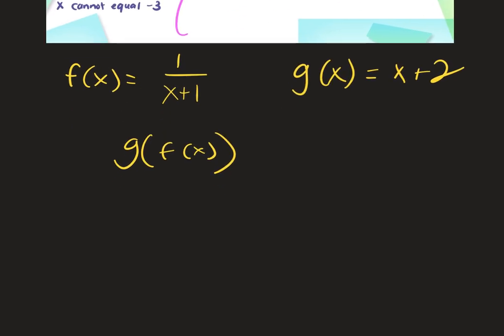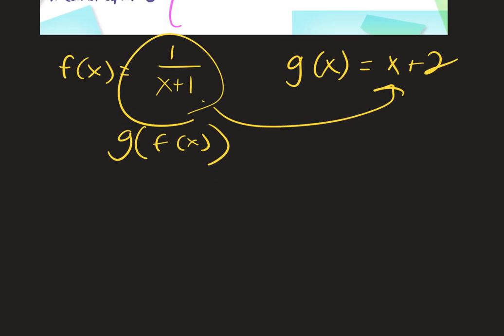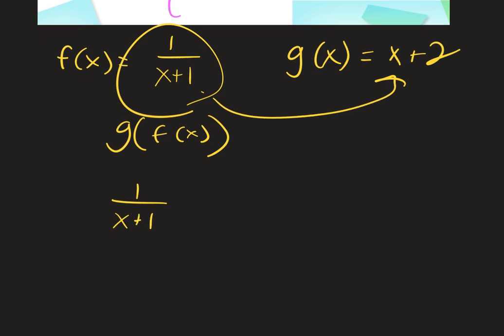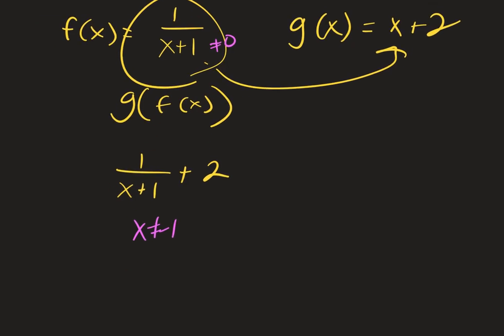All right, so first thing I'm going to do is take the f of x and plug it into the g of x. And I end up with 1 over x plus 1, plus 2. Now I check for a domain restriction. So from the initial one, what's your domain restriction? X cannot equal -1. Then I check my new updated one. Is there anything new? No.